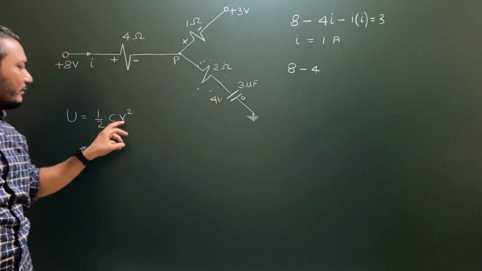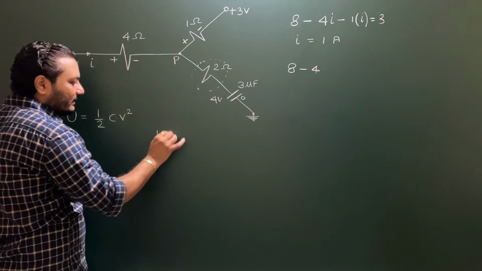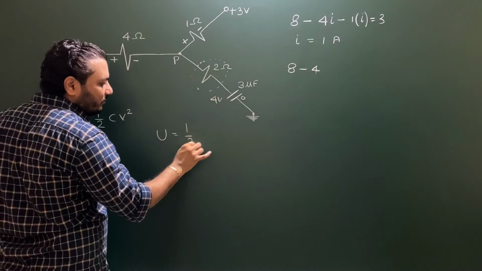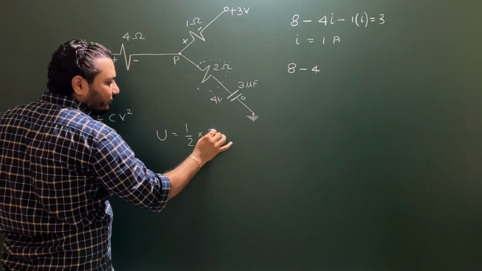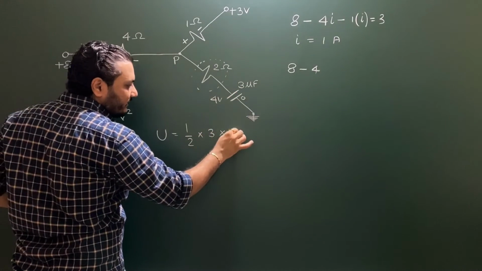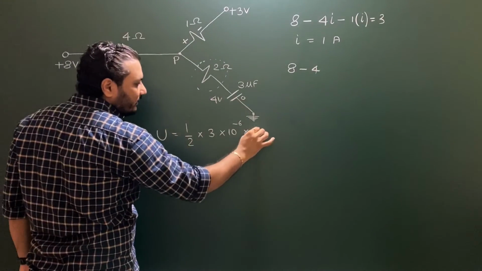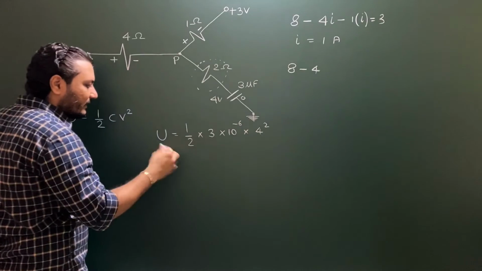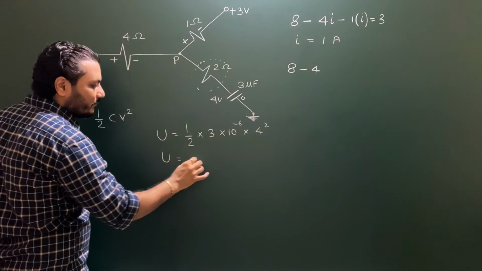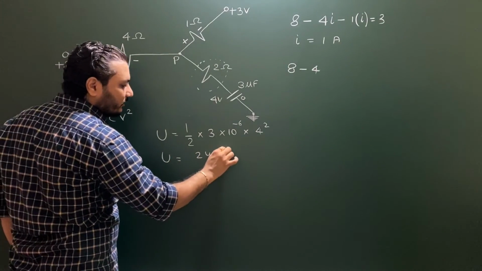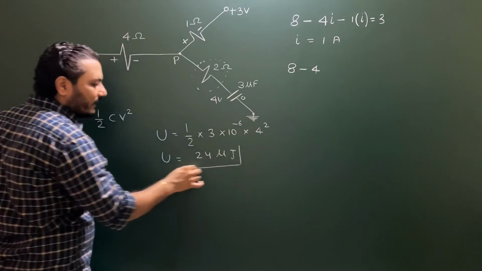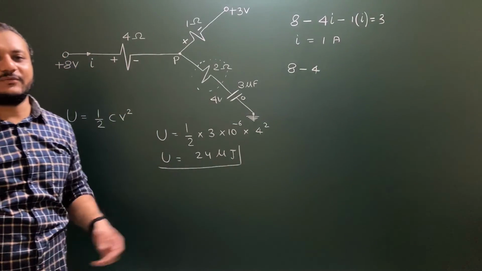So plug in that value over here, you will get the energy stored by that capacitor as half into C value, which is 3 microfarad. 3 micro means 10 raised to minus 6, into the potential difference, that is 4 volt, square of that. If you simplify this, you will get U is equal to 24 microjoule. So the energy stored by the capacitor is 24 microjoule.